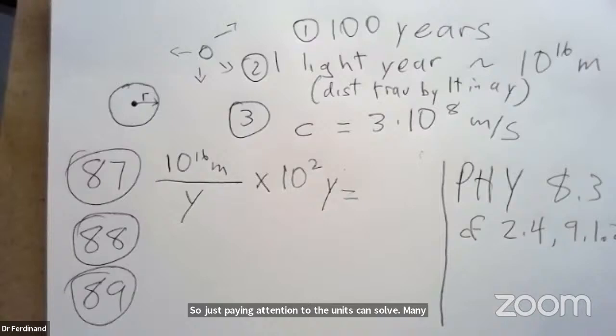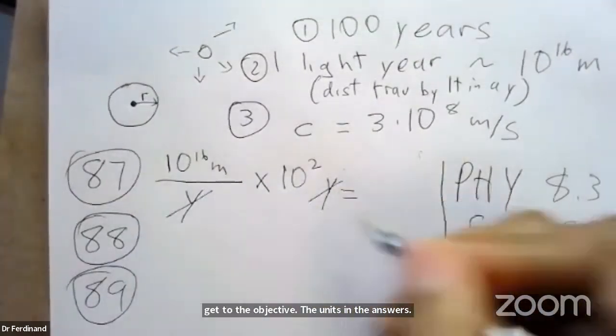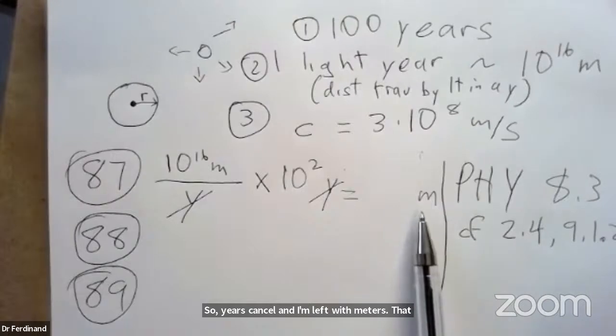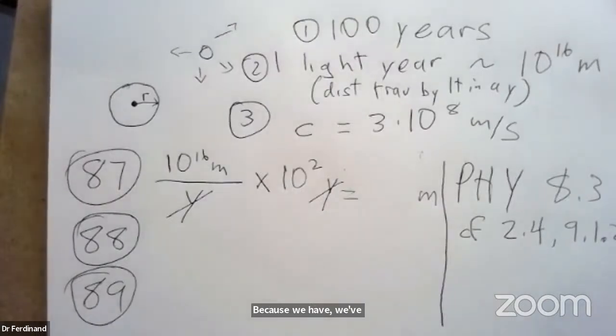In fact, here's an expression that I often use in the tutorials: dimensional analysis is such a powerful tool. It can allow you to get questions right, even when you don't fully understand the question. You might not understand exactly what they're asking, but because they provide the units in the answers, and obviously units in the passage or in the question stem itself, you can manipulate the units in order to get to the objective, the units in the answers. So years cancel, and I'm left with meters. That concludes dimensional analysis. We've analyzed the dimensions to get what we want. The rest is just mathematics.